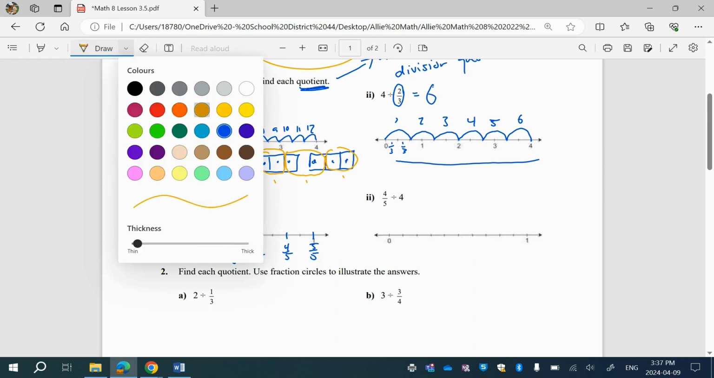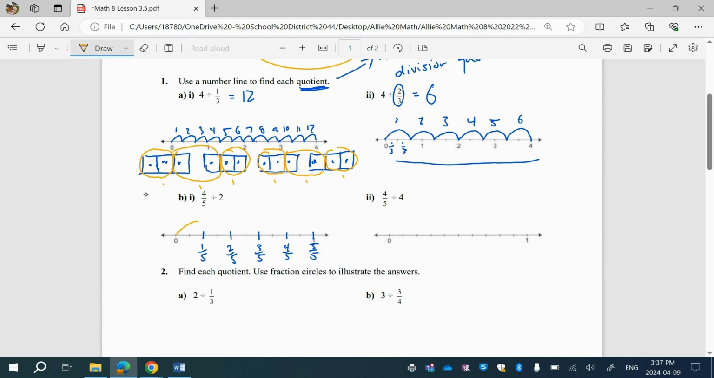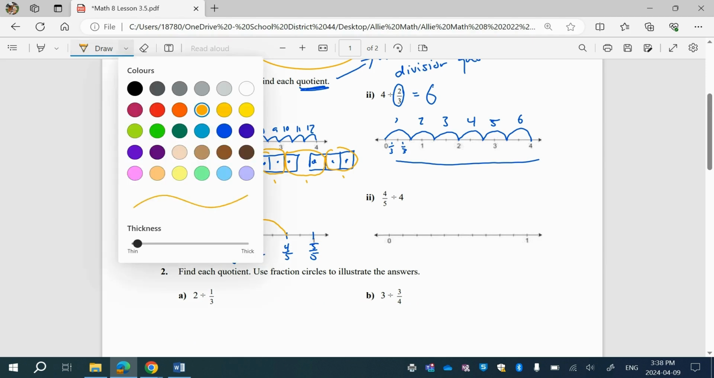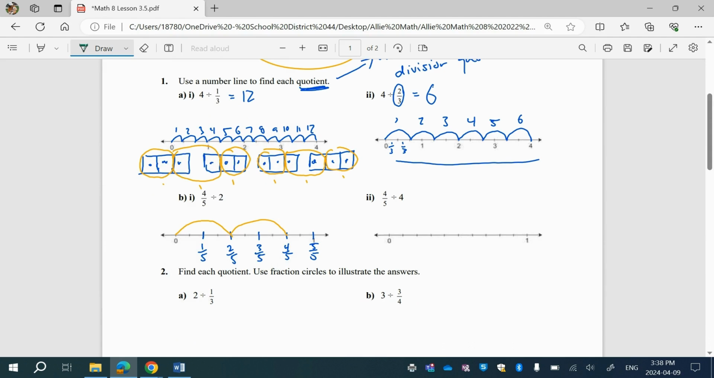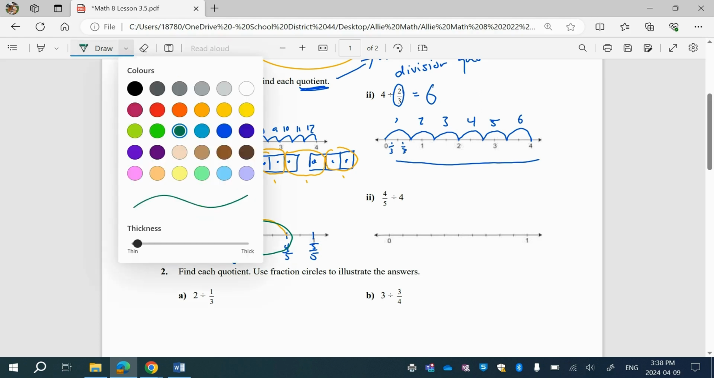And now we're going to split this into two. So how do we split this into two? We think about going from one jump to another jump. So we split this into two parts. And now you can see that one section is 2/5. Each of these represents 2/5. That's 4/5 divided by 2. Okay, let's do our next one.